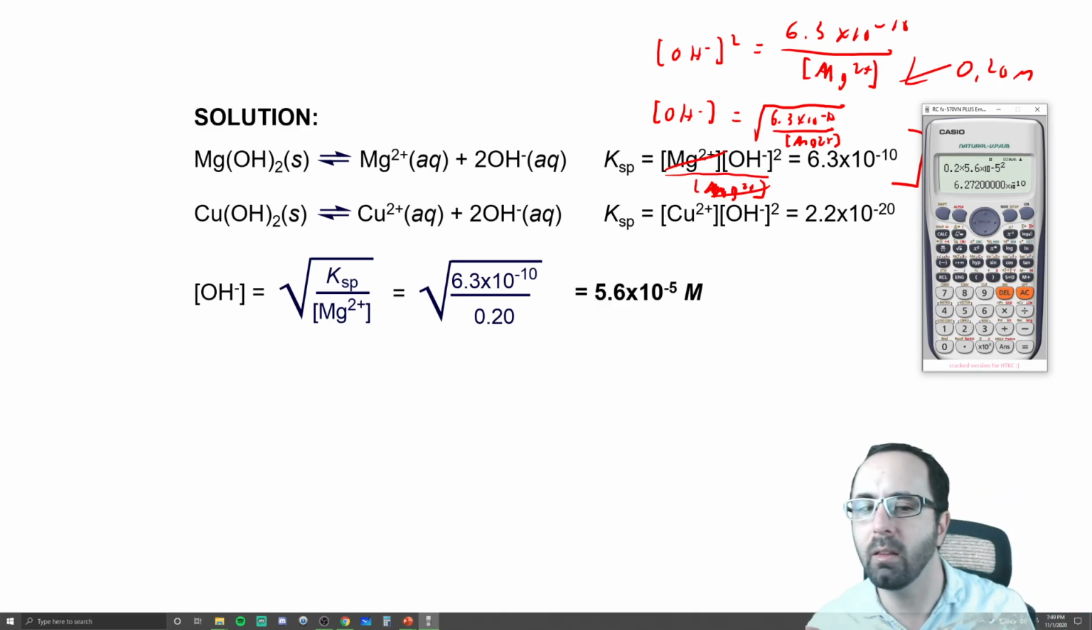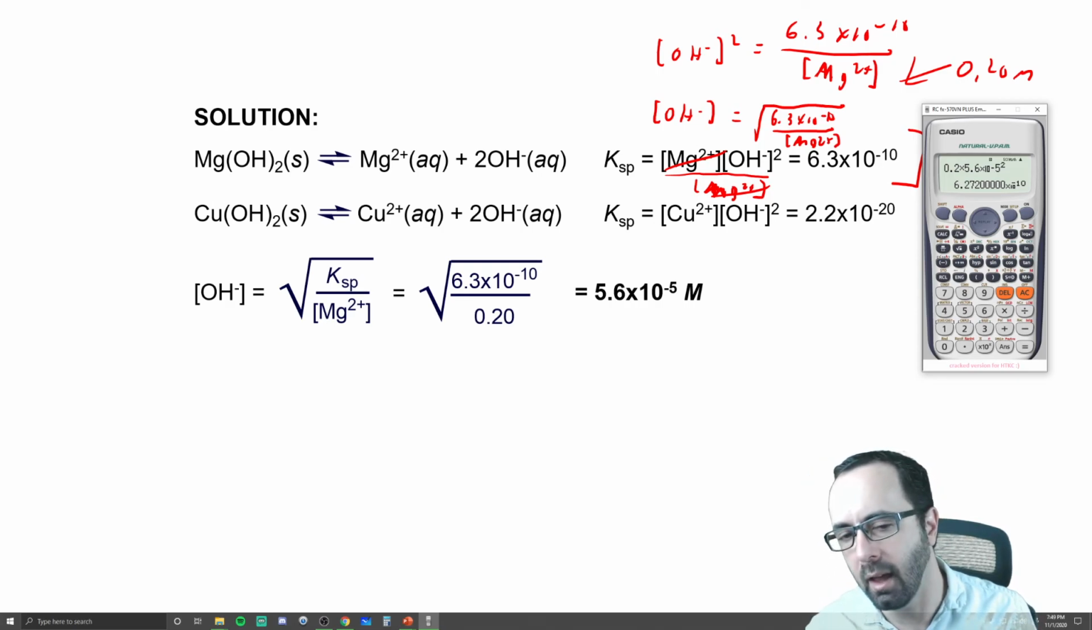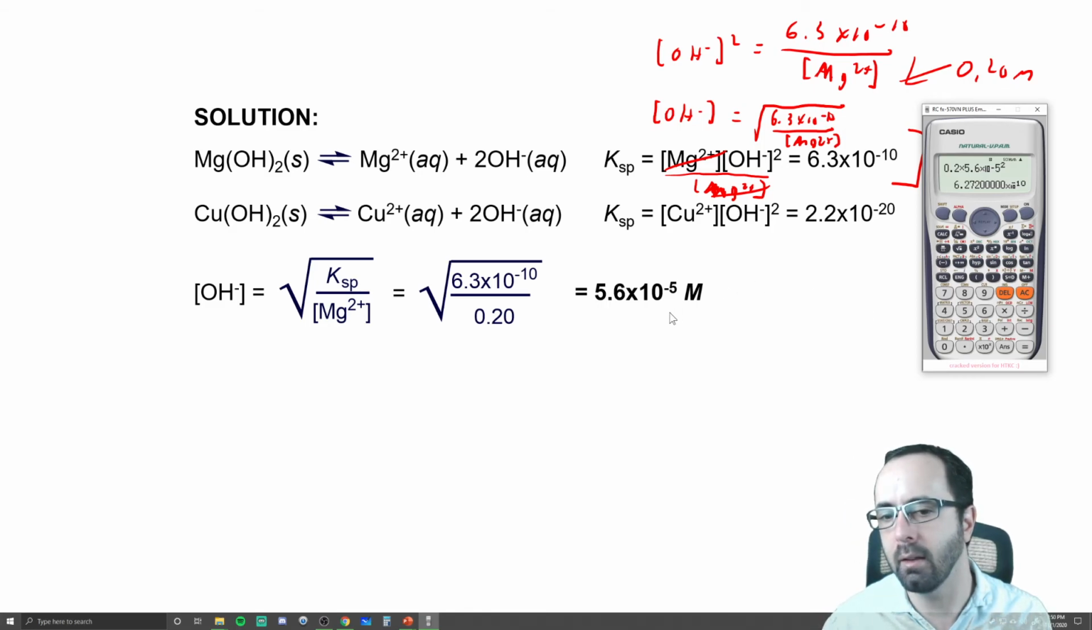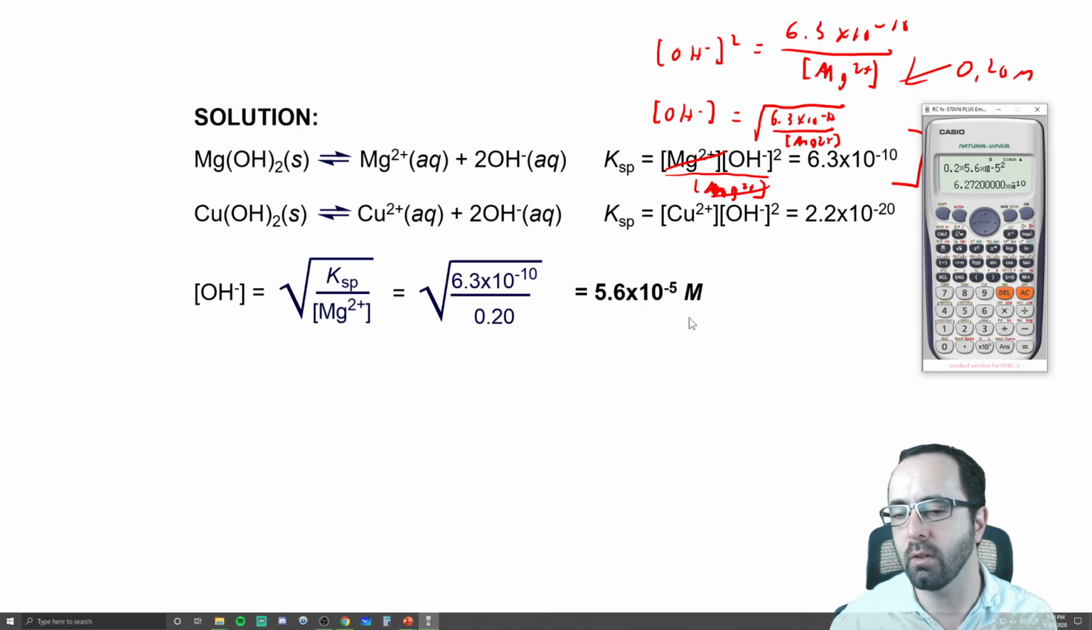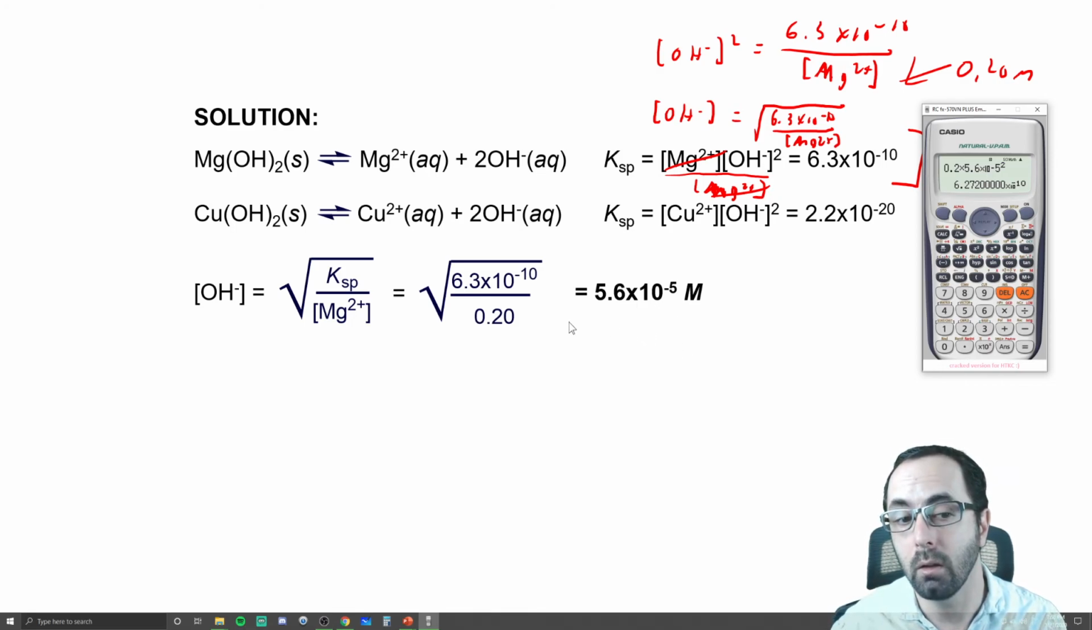So if we added any more hydroxide, our Q would be greater than K and precipitation would happen. Right now, for what we calculated, this is where Q equals K. If we add 5.6 times 10 to the minus 5 molar concentration of hydroxide, we will be right at equilibrium. Any more hydroxide added and Q will be greater than K, and magnesium hydroxide will start to precipitate. So this is the maximum amount of hydroxide we could add without precipitating magnesium hydroxide.